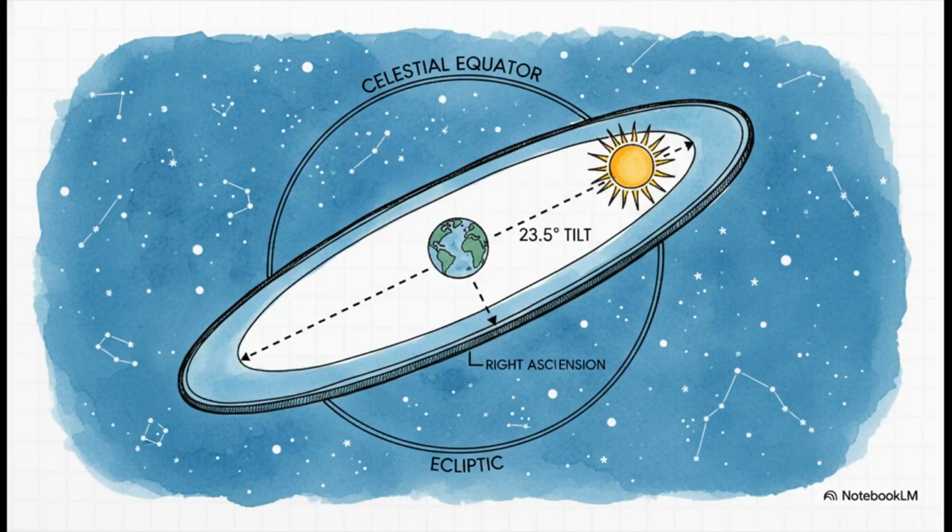The first reason is the obliquity of the ecliptic, or more simply, Earth's axial tilt. Visualize Earth's equator projected outward onto the celestial sphere. This creates a line called the celestial equator. Now, the sun does not travel along this line. Its apparent path, the ecliptic, is tilted relative to the equator by about 23.5 degrees. This tilt is what gives us seasons, but it also fundamentally distorts our measurement of a day.